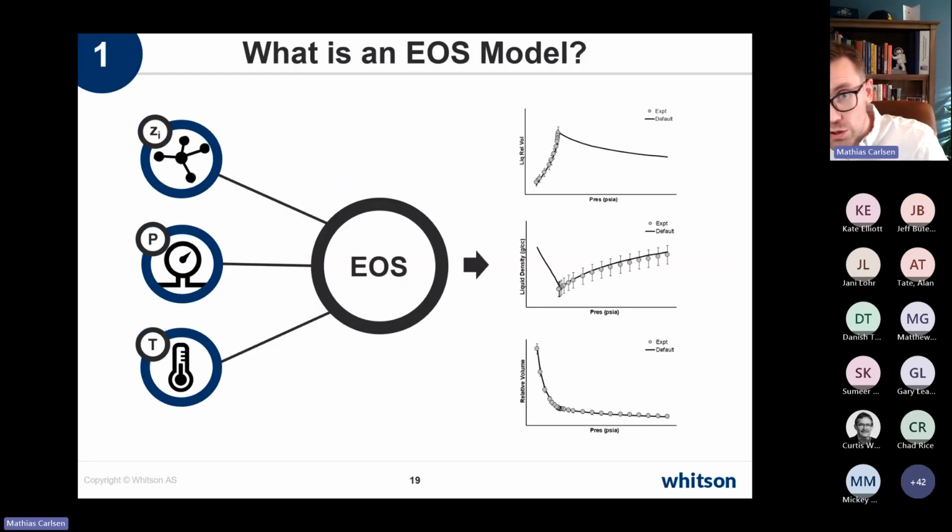So what is an equation of state model? For now, I don't want you to think too much about what's inside of the model. It's obviously a PVT model that we'll talk more about later. But I would like you to focus on the inputs and the outputs. There are three different inputs that can give us some very important output. And the first inputs are pressure and temperature.